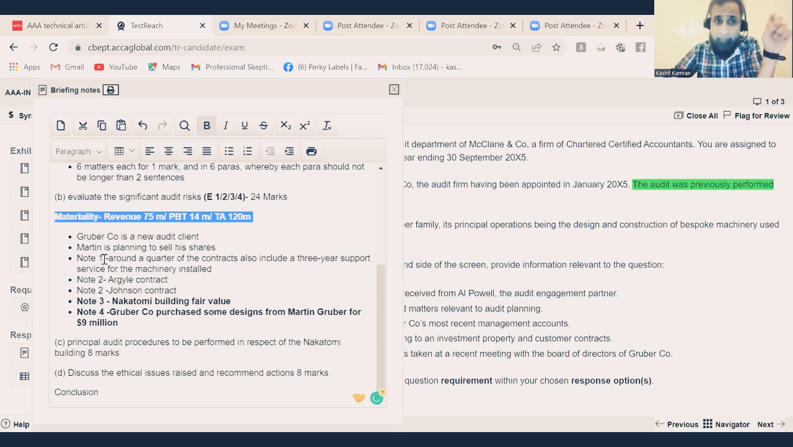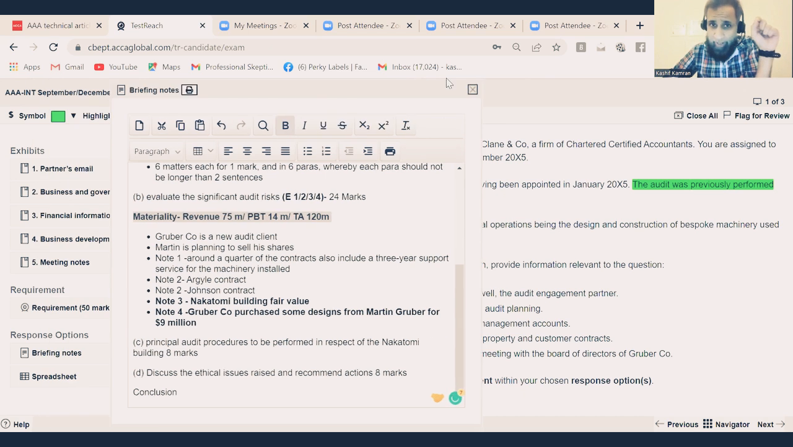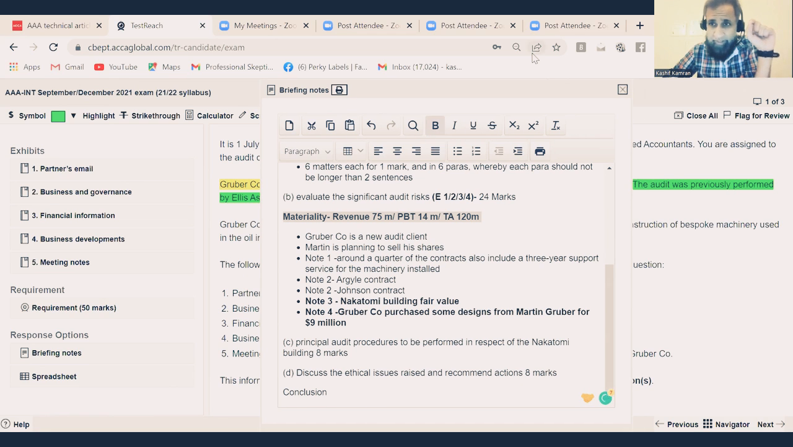Now, we almost went through exhibit 1, exhibit 2, exhibit 3, and exhibit 4. The examiner wants us to identify the audit risk, the significant audit risk, from the 4 exhibits, not exhibit number 5. So we didn't touch upon exhibit number 5, because exhibit number 5 has been specifically given for requirement D, which is ethical issues and actions. So you will find the ethical issues from exhibit number 5, and that's what we have not touched upon so far.